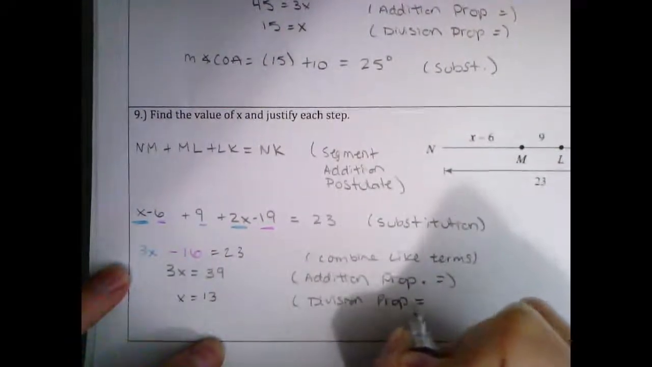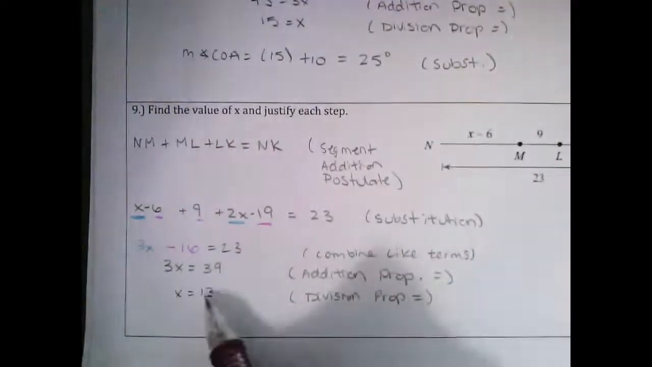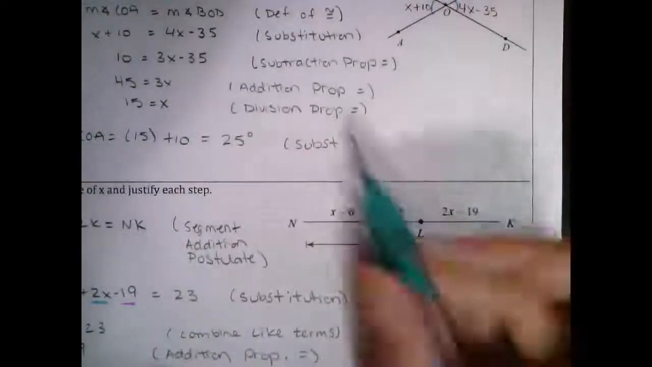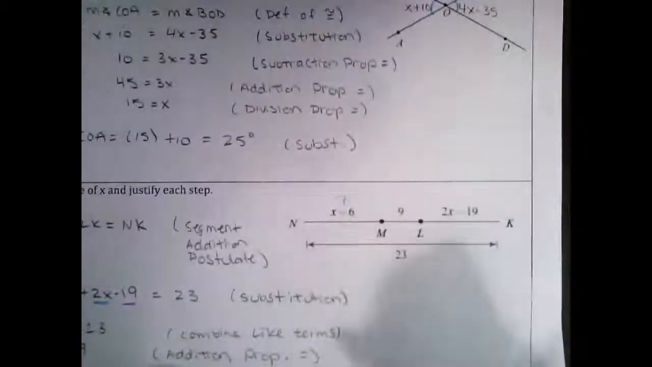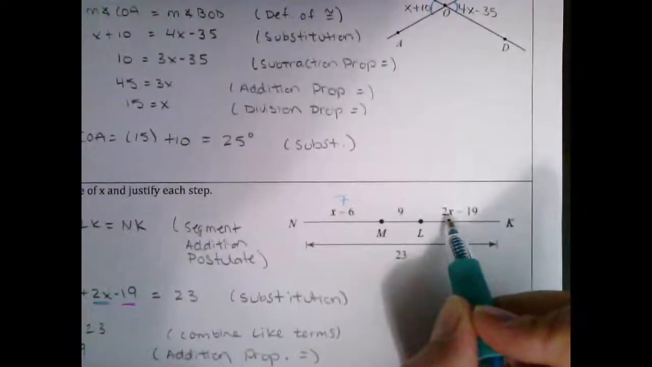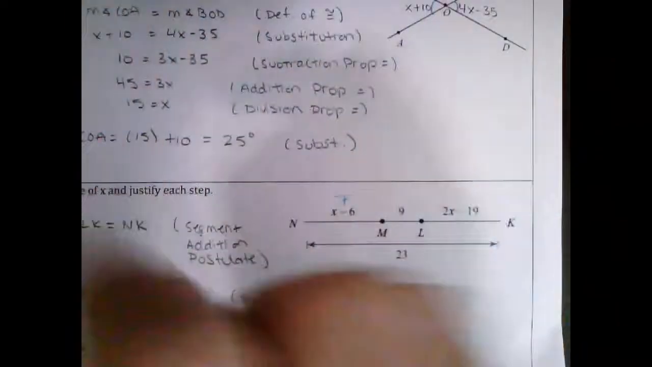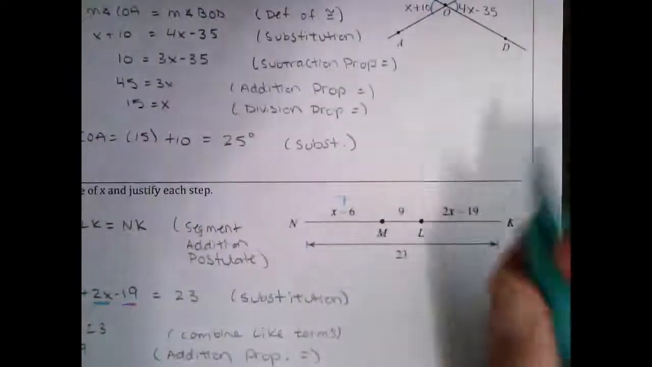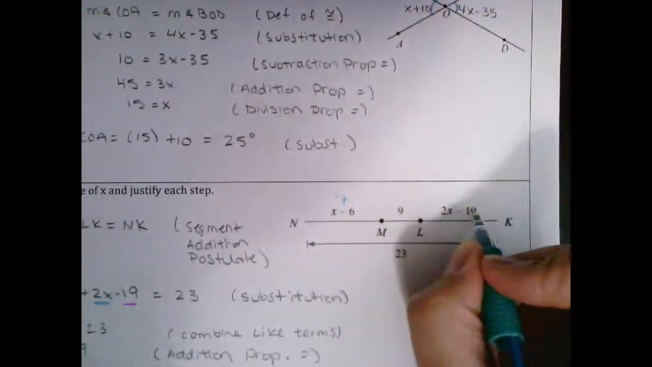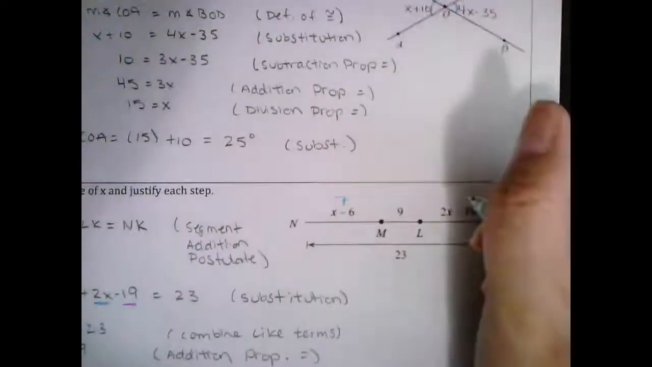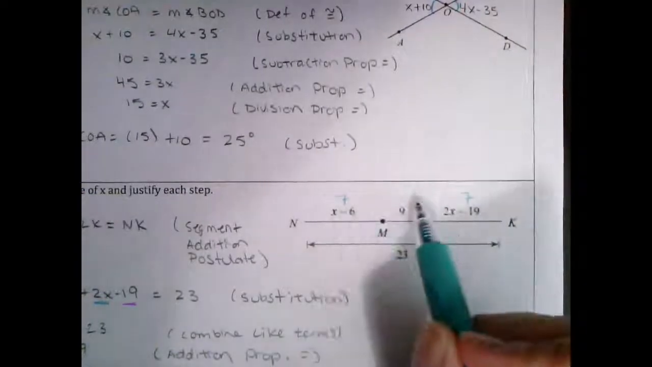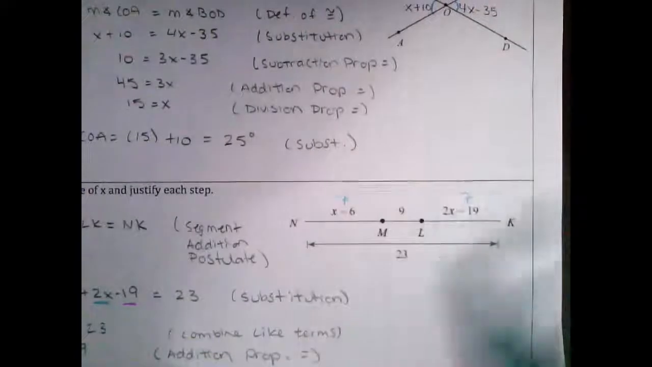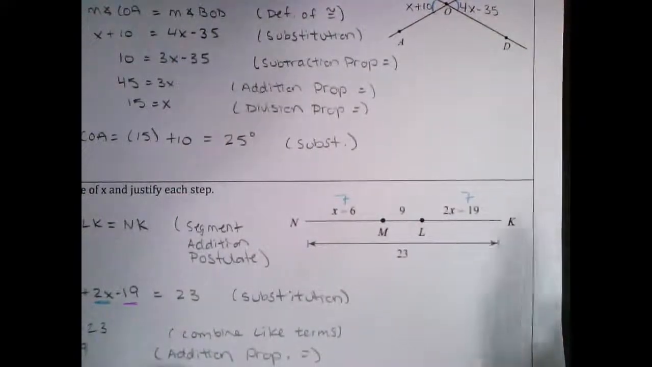property of equality. Okay, and then what you should do is you should take 13 and substitute it back in and make sure that it makes sense. So, for example, if we take 13 and we plug it in right here, 13 minus 6 is 7. If we take 13 and we put it here, we get 26 minus 19, which is also 7. And then when we add these up, we should get 23. So 7 plus 9 is 16, plus another 7 is going to be our 23. So that shows that we did it correctly.